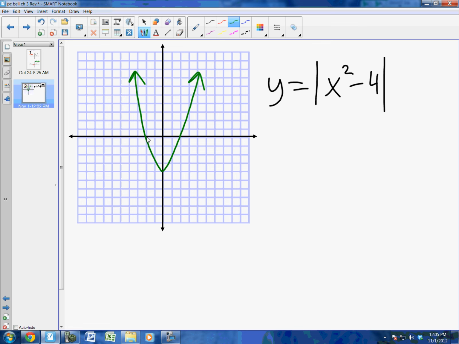But then all it does is it takes the part that's below the x-axis and it reflects it up over the x-axis, so you get this right here when you take the absolute value of it. All the y values that came out to be negative, when you took the absolute value of them, became positive. So that's the function right there. Good job, Sean. All right. Any others you want to ask questions about?